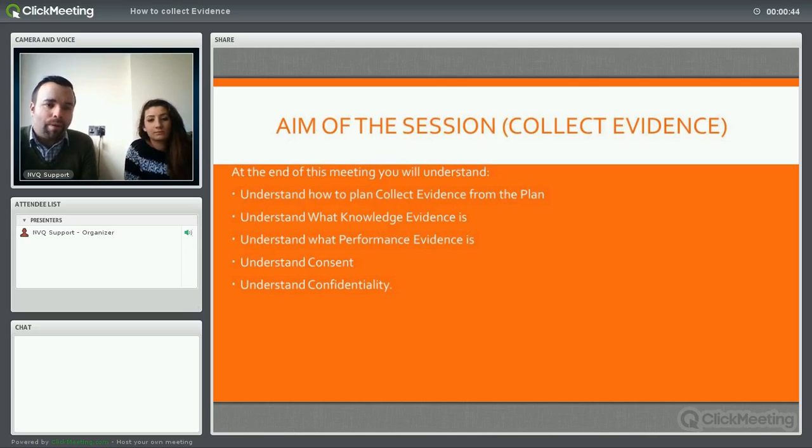Because the more you empower your learner to understand the process of their qualification, the more likely it is that they're going to be engaged and motivated to complete their award. And if the learner understands the difference between performance and knowledge, then they can collect the evidence and they should be able to lead the qualification themselves.